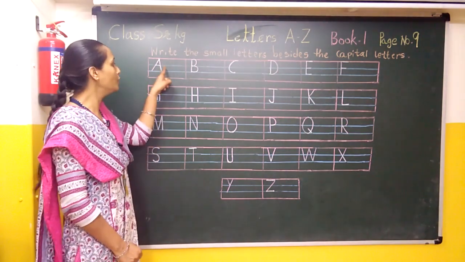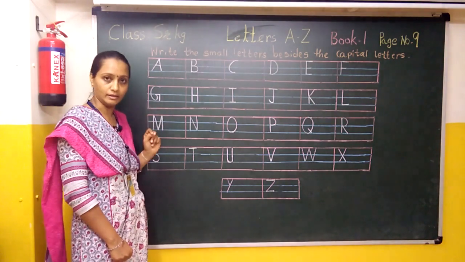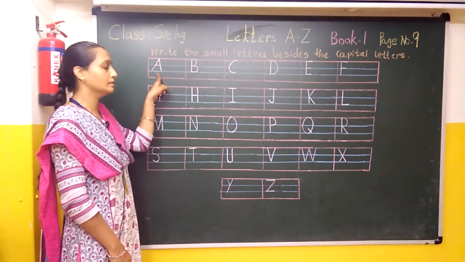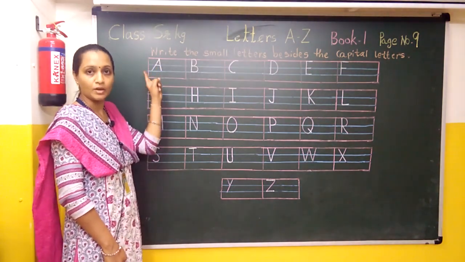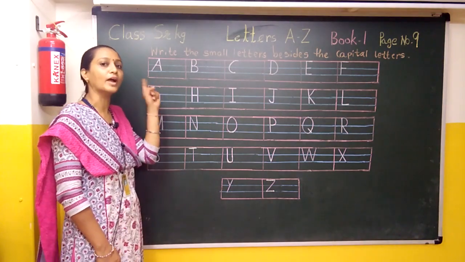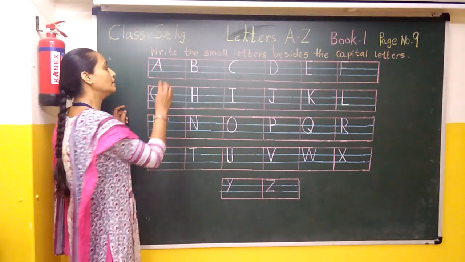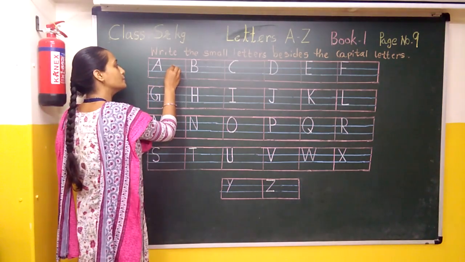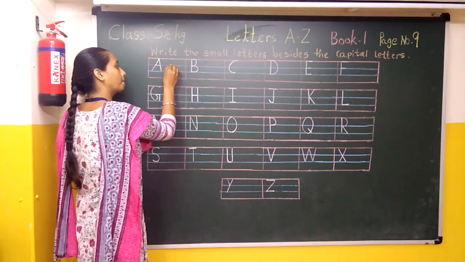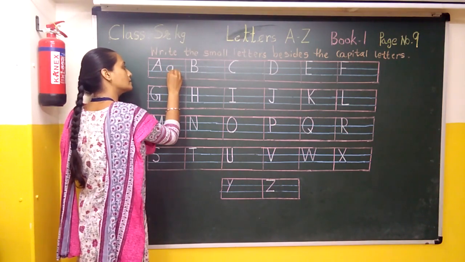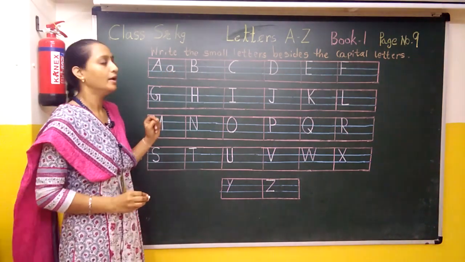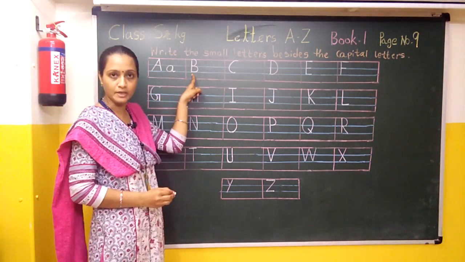In that we will write small letters. Here we will write small a. Beside capital A, we will write small a, in this, between this blue line, like this. Now, this is capital B.